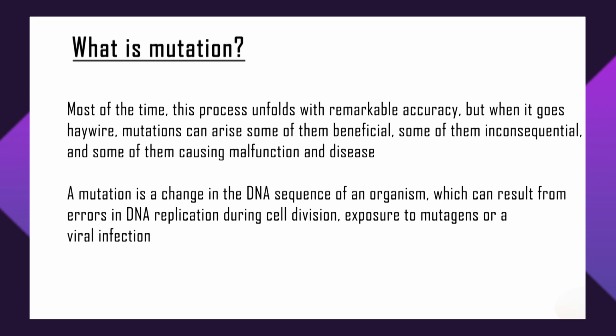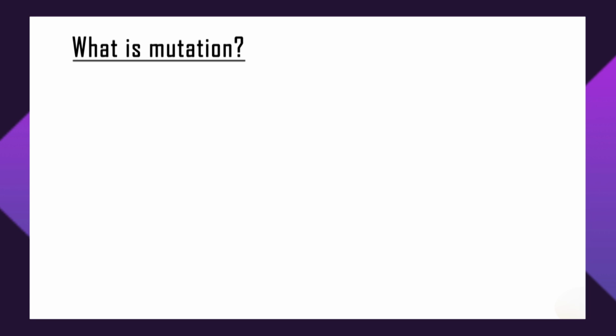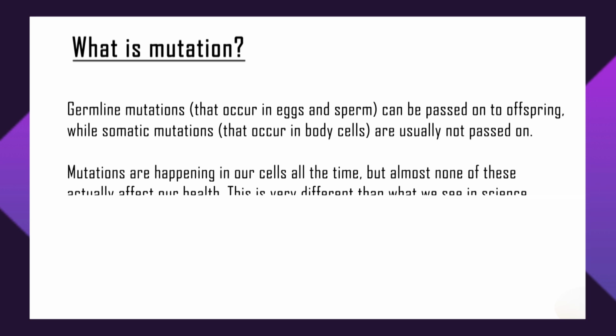Genetic mutations are alterations or changes that occur in an organism's DNA sequence. These mutations can take many forms and can happen spontaneously or be induced by external factors. A mutation is a change in the DNA sequence of an organism which can result from errors in DNA replication during cell division, exposure to mutagens or a viral infection. Germline mutations that occur in eggs and sperm can be passed on to offspring, while somatic mutations that occur in body cells are usually not passed on.